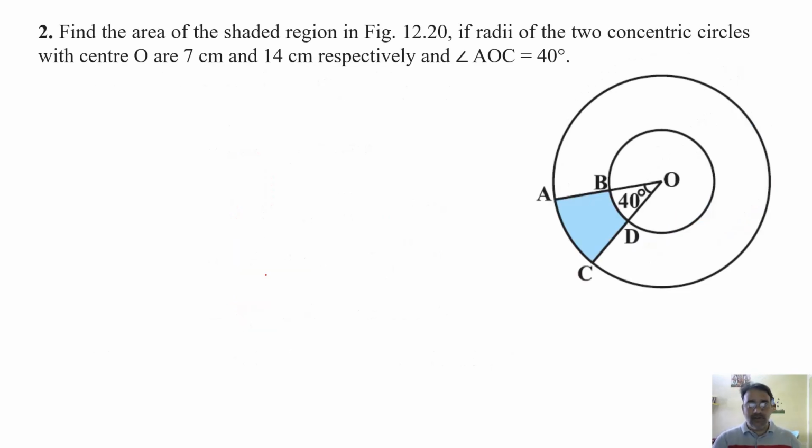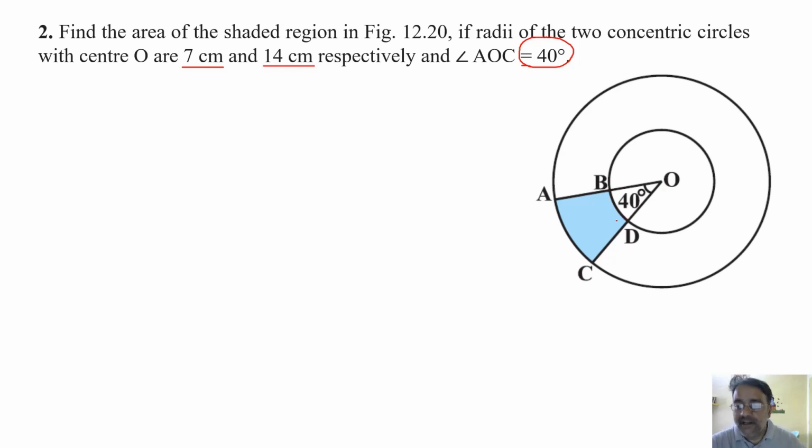No, sir. Okay. So now we'll move towards finding the area of the shaded region in figure 12.20 if radii of two concentric circles with center O are 7 centimeter and 14 centimeter respectively and the central angle is given 40 degree. So this is very easy. What you have to do, area of larger sector or bigger sector minus area of smaller sector. Okay, area of sector OCD minus area of sector OBD.